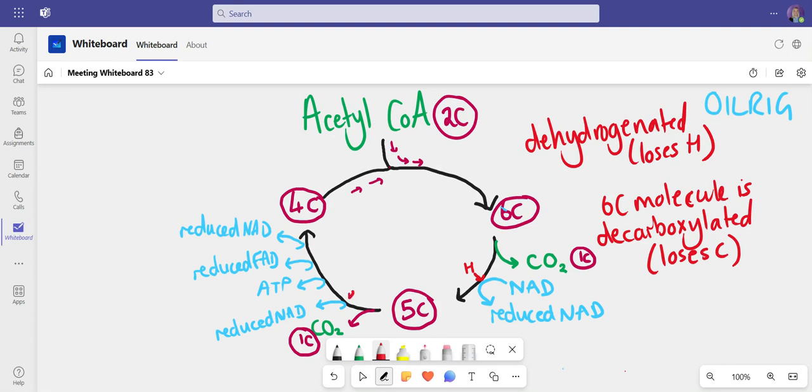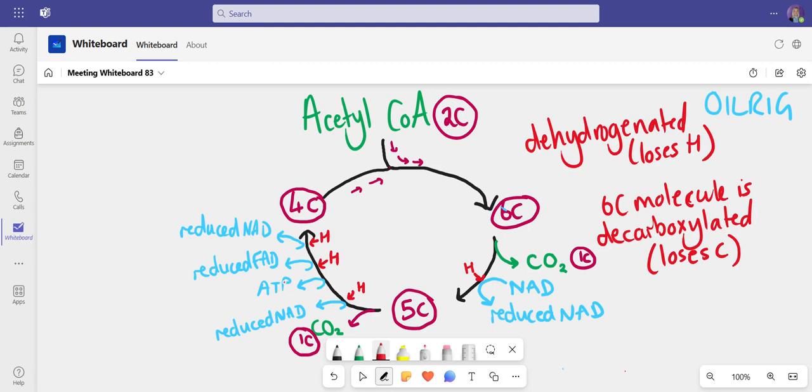So every time hydrogen is given, hydrogen would need to be given to NAD to make reduced NAD. Hydrogen would need to be given to FAD to produce reduced FAD. And then hydrogen would need to be given to NAD to make reduced NAD. So each time, that's what's happening.